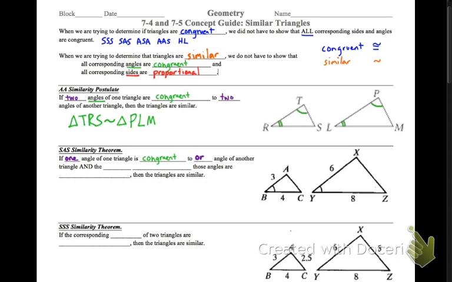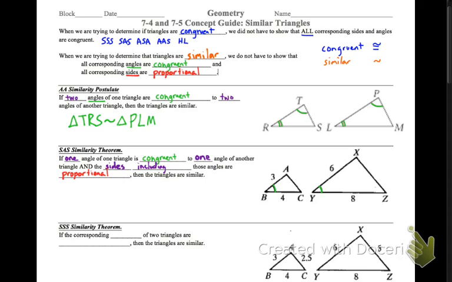SAS is the other one. If one angle of one triangle is congruent to one angle of another triangle, and the sides including, that phrase is important, the sides including those angles are proportional. In fact, if you're paying attention right now, right over here on the margin, this is important, put a star next to this. The sides including are proportional. Then the triangles are similar.